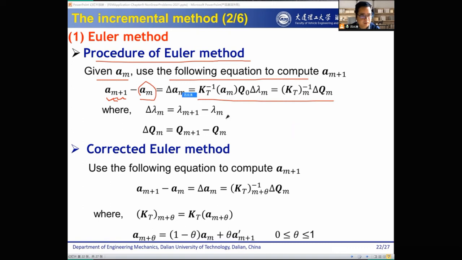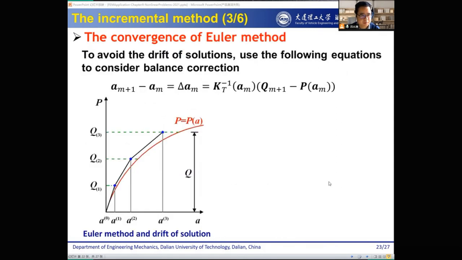And then there's also the corrected Euler method. We use the following equation. This is the corrected Euler method to calculate AM1. We know AM, so we calculate AM1. So this is a very brief idea of the method. If you want to know the details of the method, please check the books.